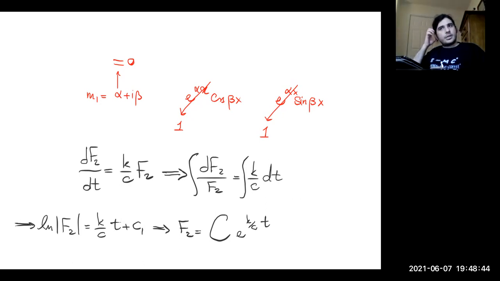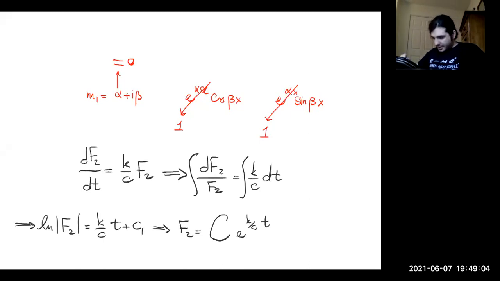Is there any question about this process? Did I make a mistake with the constant again? Just a constant. Let me see. What was the equation? It was c over k. I see. c over k.